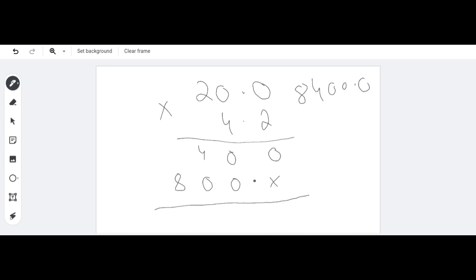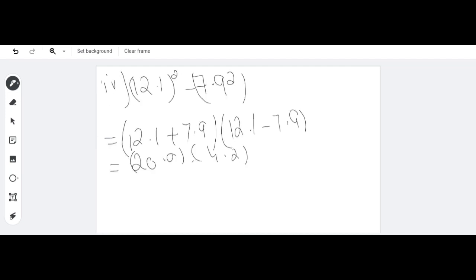How is it? 84, na? 8, 4, 8 into 0. So this is the point between these. So we can put the point here. Okay. So I can simply say that 84.0. I can simply write this as 84. Okay. So after writing this, my answer is 84. Understood? Yes. Done writing?